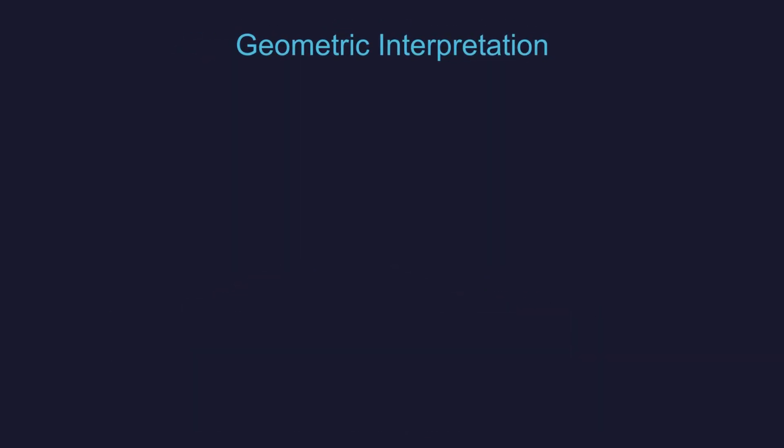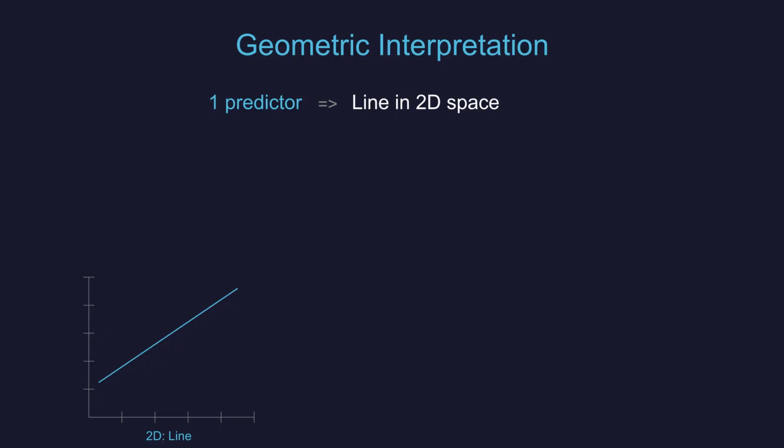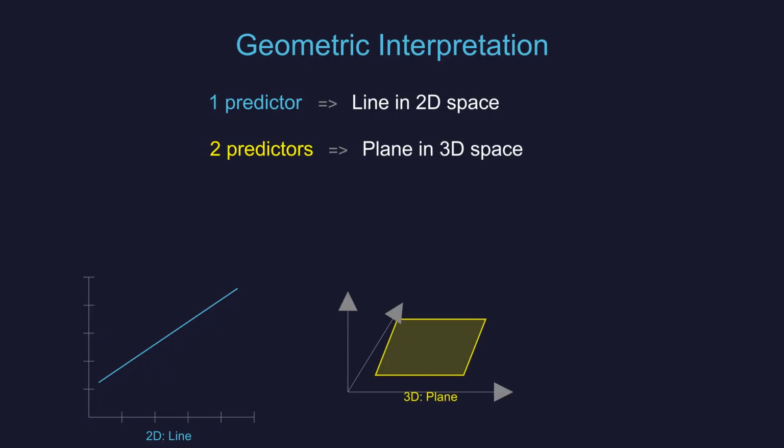Let's think about this geometrically. With one predictor, we fit a line in two-dimensional space. With two predictors, we fit a plane in three-dimensional space. With k predictors, we fit a surface in k+1 dimensions, which we can no longer visualize, but the math still works.